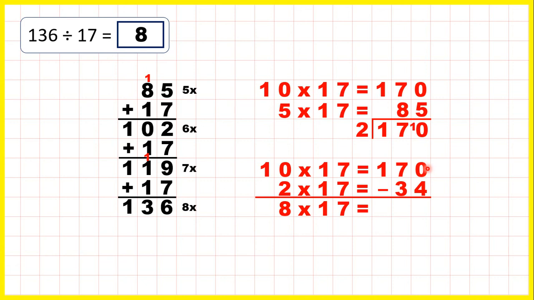So we can't do 0 minus 4, go to the left, 1 less, 1 in front, 10 minus 4 is 6, 6 minus 3 is 3, 1 minus nothing is 1, so we've worked out that 8 times 17 is 136, so we know straight away that 136 divided by 17 is 8.